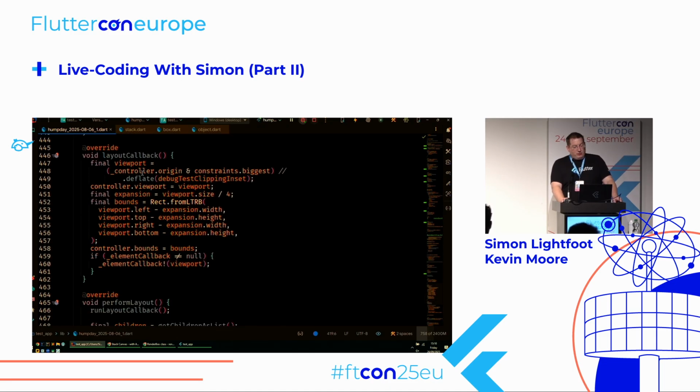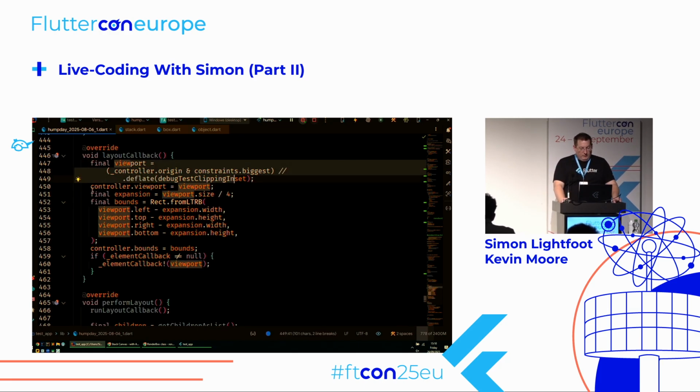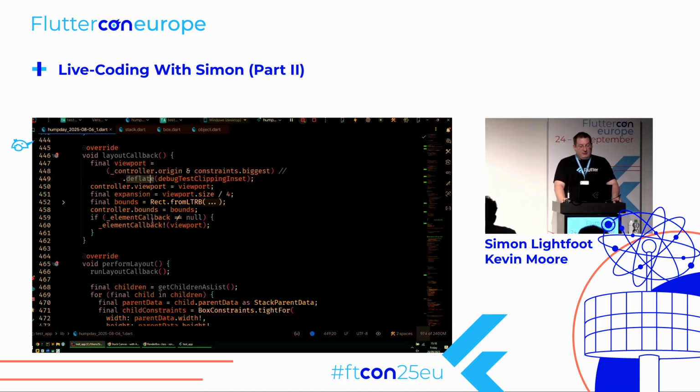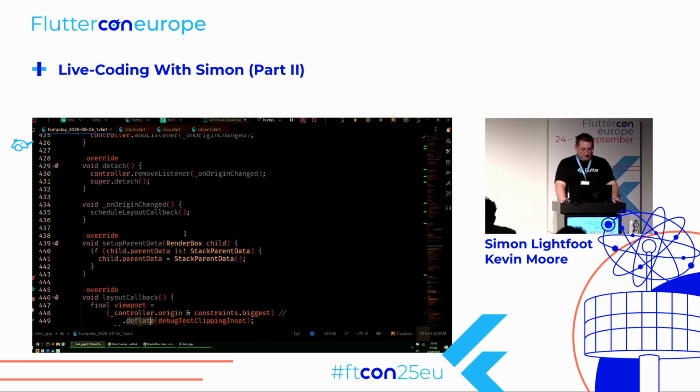The actual layout callback, when it's run, is this function here. This is where we work out our viewport. We were fiddling around with some other stuff yesterday, so you can probably ignore the bounds when actually using it. But we work out our viewport, set that, and then we return out and call our element callback with that viewport. I'm going to jump to that bit of code now.